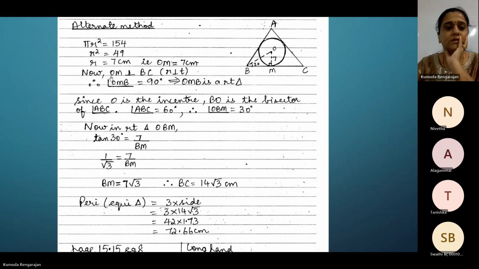Finished? See, pi r square is 154. Then you have to work 22 by 7 into r square is 154. R is 7. And this is the theorem, radius perpendicular to tangent in circles. Okay, then we go to the next one.